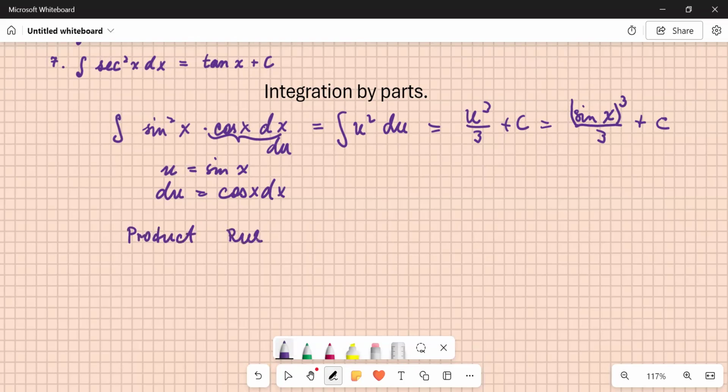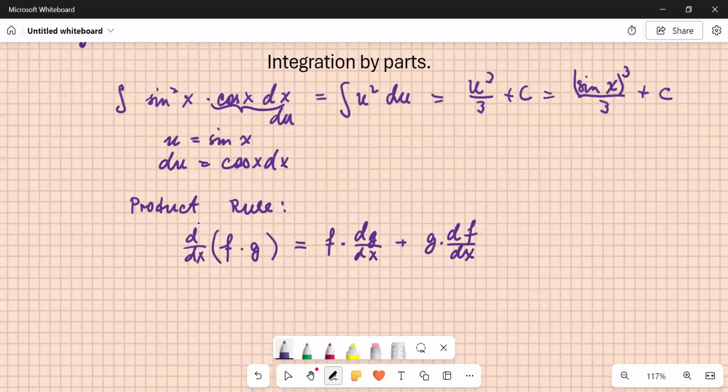You probably remember that when you differentiate f multiplied by g, product of two functions, d/dx, you are going to have the derivative of, let's say, the second function by x multiplied by the first, and then the derivative of the first function multiplied by the second, right? That's the product rule. So how to reverse it?